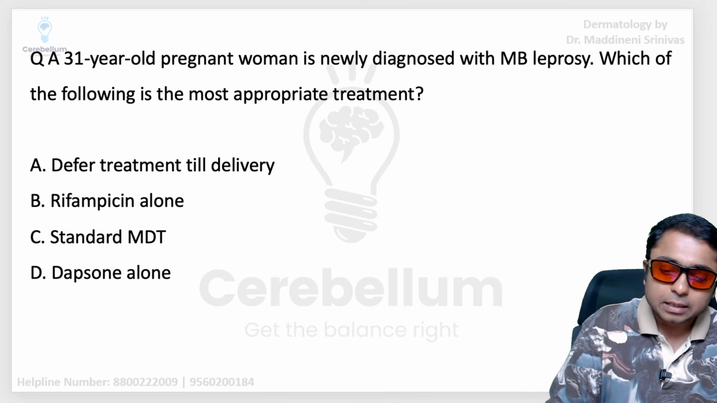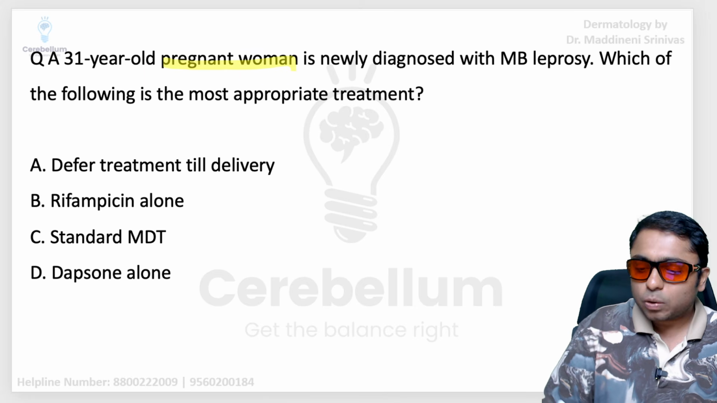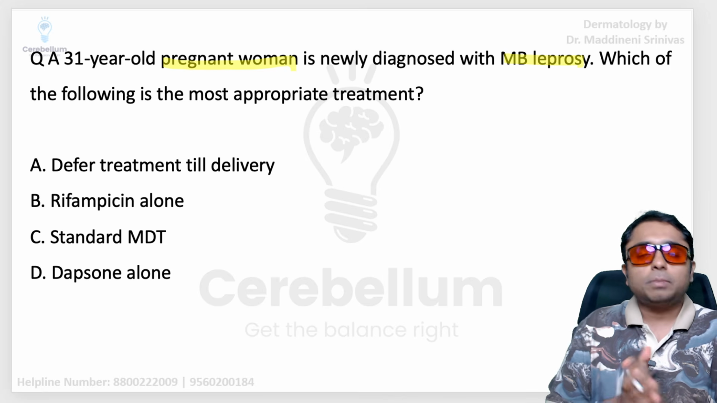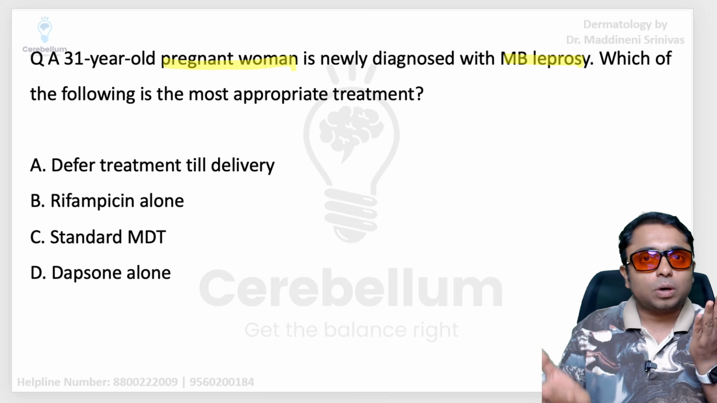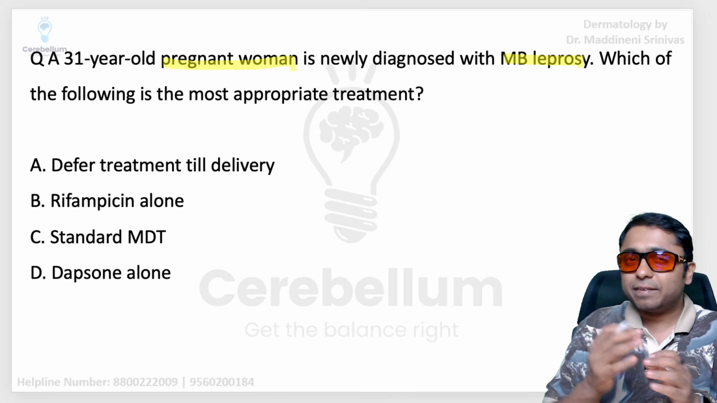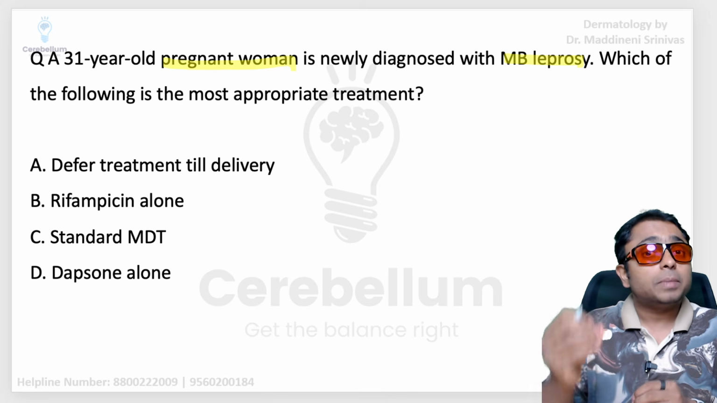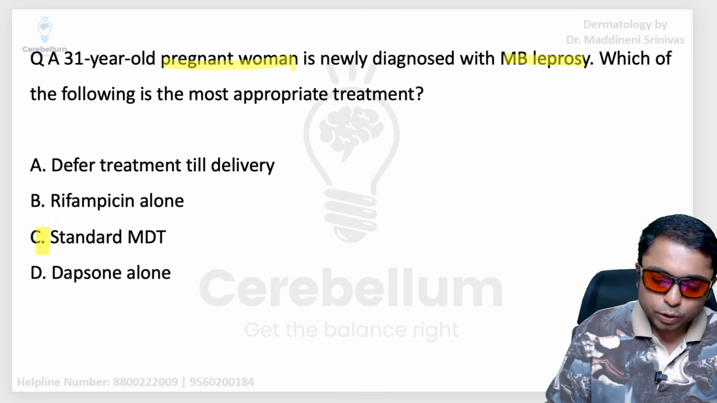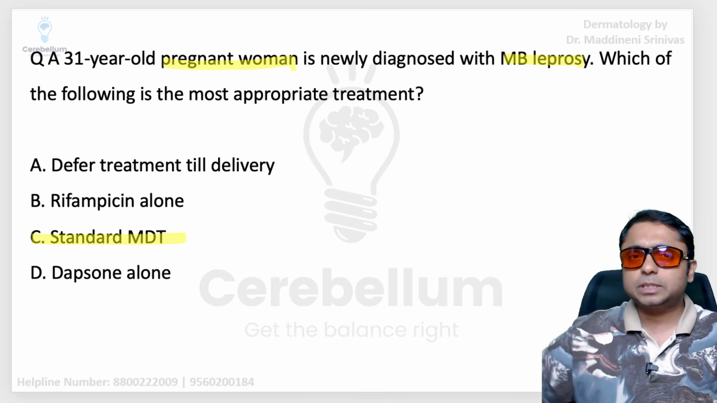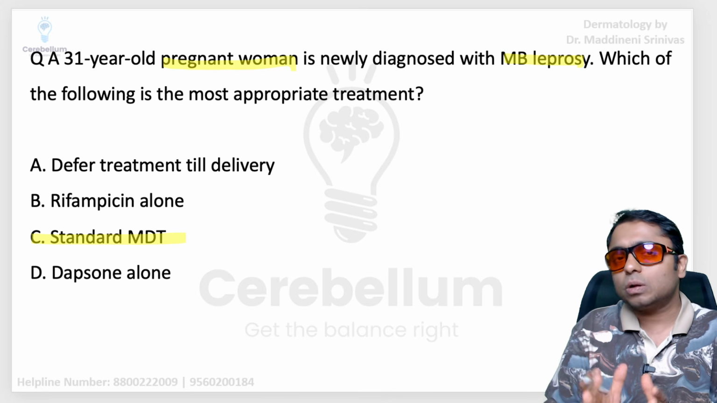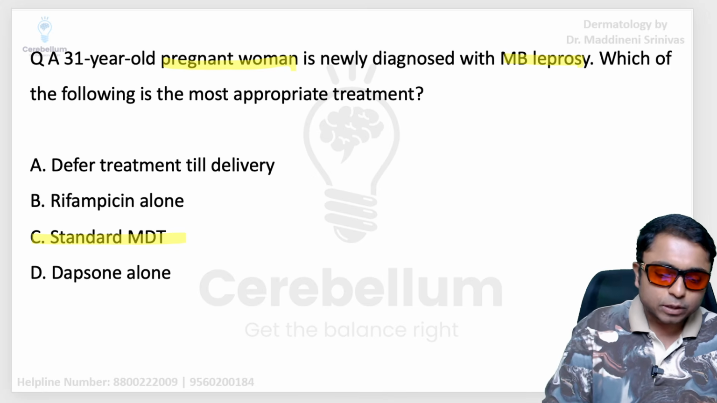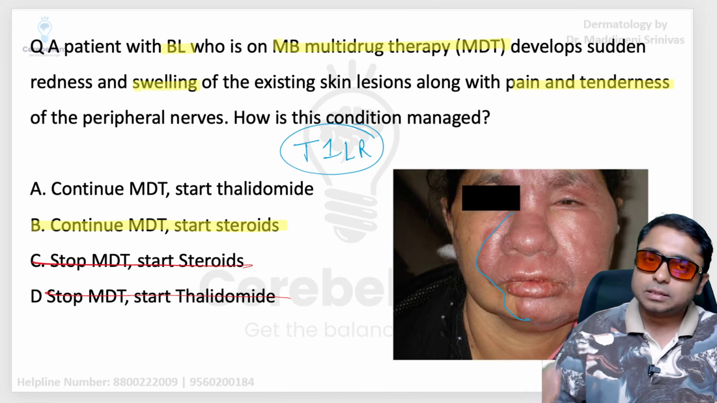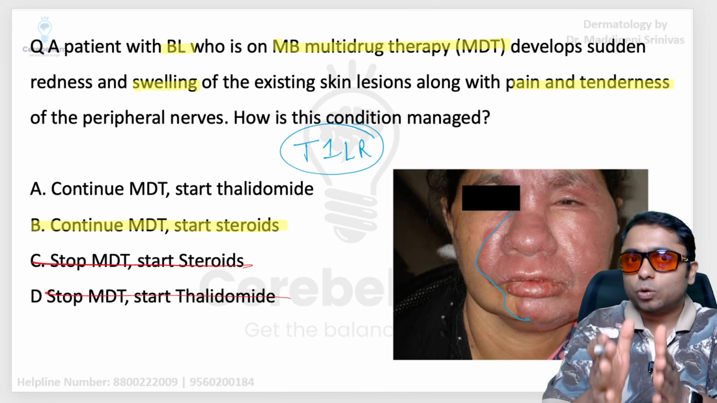Students told me there was another question. A pregnant woman is now diagnosed with multibacillary leprosy. Which of the following is the most appropriate treatment? Remember, dear students, we have to weigh the risks and benefits of giving medications in pregnancy. But in the case of leprosy, giving the treatment is very, very beneficial. So we are going to give the standard MDT with rifampicin, clofazimine, dapsone in pregnancy also. There will not be any difference. Even if the pregnant woman is having a reaction, the same treatment protocol is going to be followed.